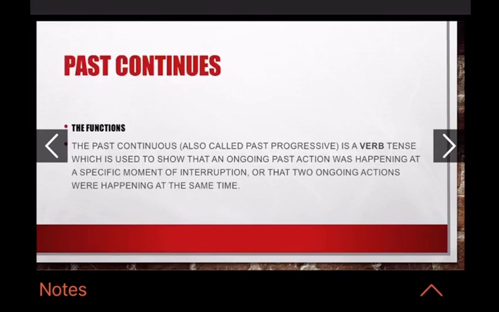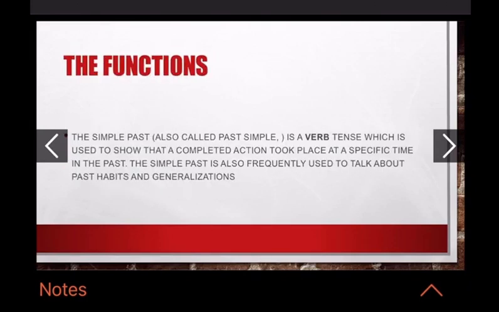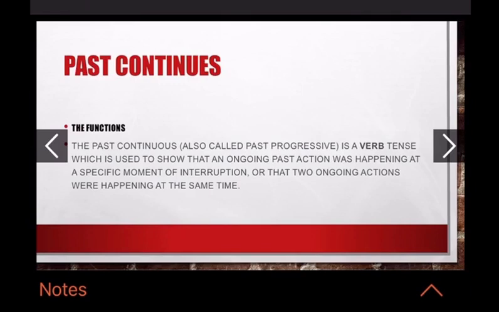So this is the main difference: when you talk about the past, you use the past simple. When you talk about an ongoing action, a continuous action, an unfinished action, or an interrupted action, you use the past continuous tense.